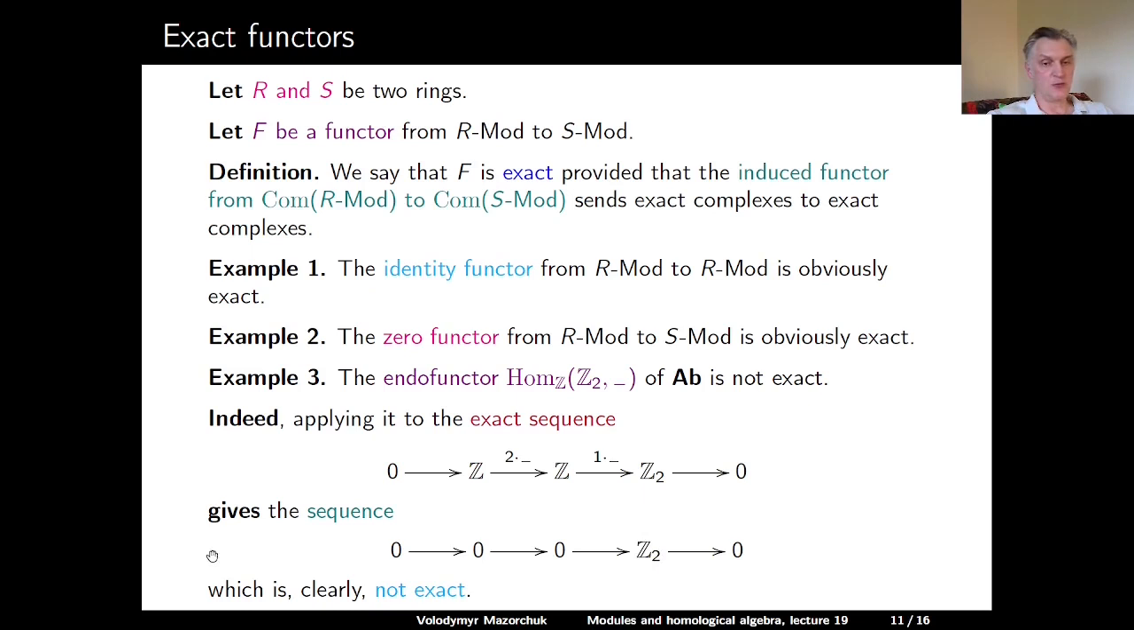And so we have now a complex where we have everywhere 0 except for one position. This is not exact, because the homology in this position is Z sub 2. Which means that our functor sends an exact sequence to a non-exact sequence. So it is not an exact functor.